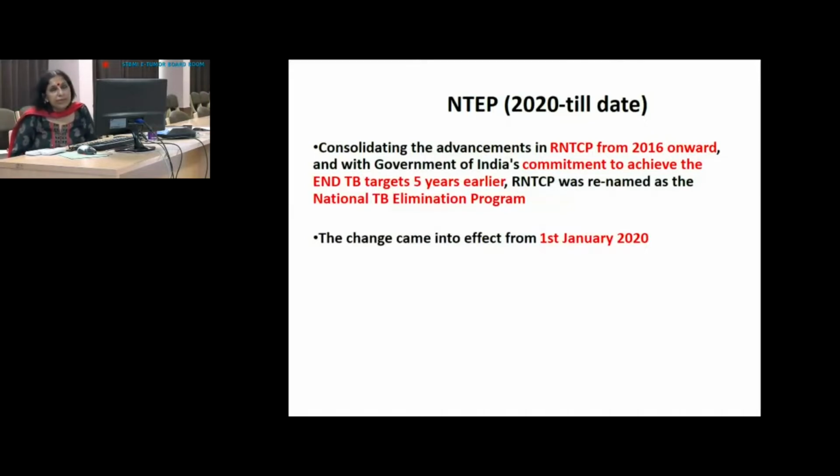RNTCP, which was the Revised National TB Control Program, was in place till 2019, and this was doing very, very well. So after this, the government thought that, seeing the epidemic of TB all over the world, and especially the high numbers in India, we should now move towards elimination, not control. So we changed the name of the program to NTEP and upgraded the program. This came into effect on 1st January 2020.